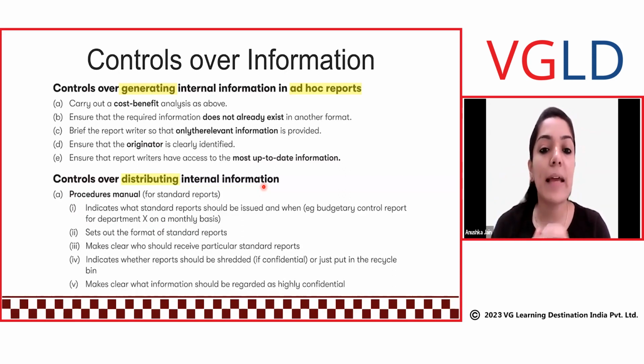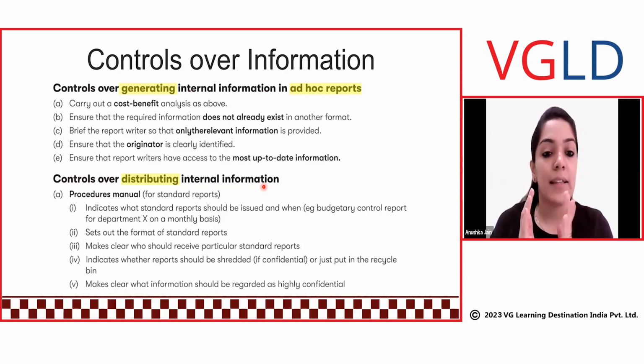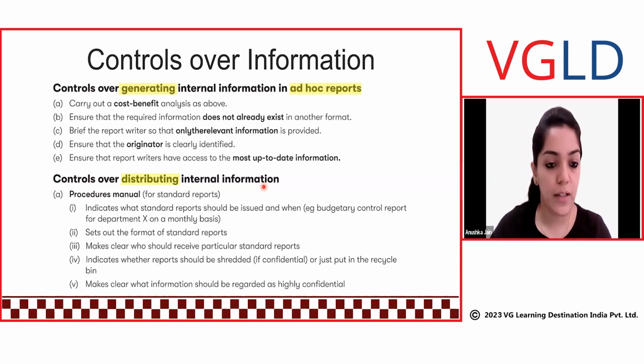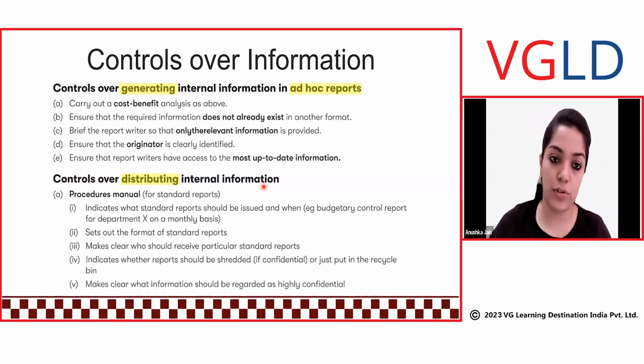So when you are preparing ad hoc requests, ad hoc reports, then you should check whether this information is already available somewhere else, in some other format which you can fine tune as per the request which has come in newly. So that is the second control that you can keep when you are generating ad hoc reports.